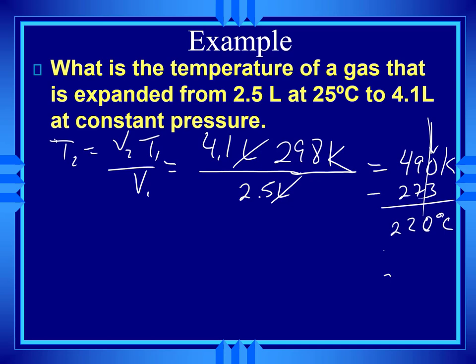And so that was the hard version, because you got to remember to get T2 on top first. If you make a mistake, you'll get a decimal point for an answer, not 220 degrees Celsius, where it would be a gas. Okay, so if you get a number less than 1 Kelvin, you did it backwards.